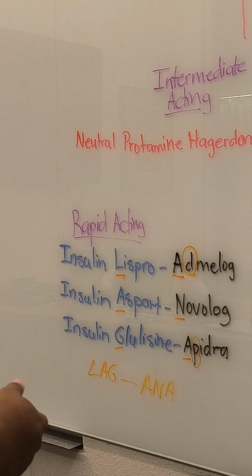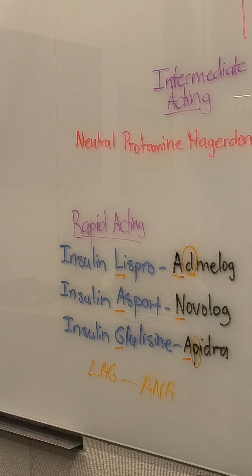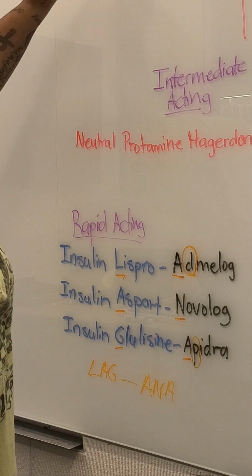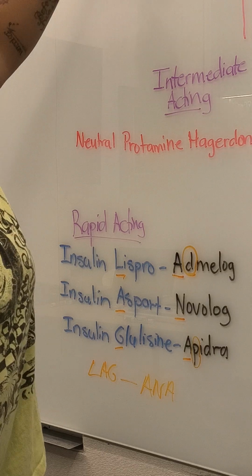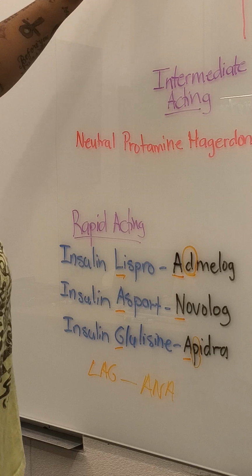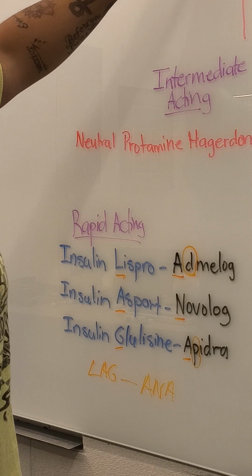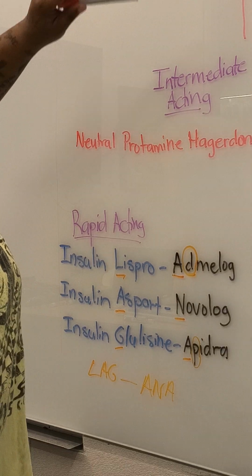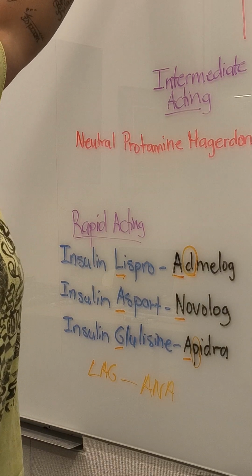So I'm gonna review all of them again. Under the actings, diabetes, long acting, I have insulin degludec and I have insulin glargine. Insulin degludec is Tresiba. Brand name is Tresiba. Insulin glargine is Basaglar. Basaglar is the brand name for insulin glargine. Insulin glargine is a long-acting insulin. Insulin degludec is a long-acting insulin.